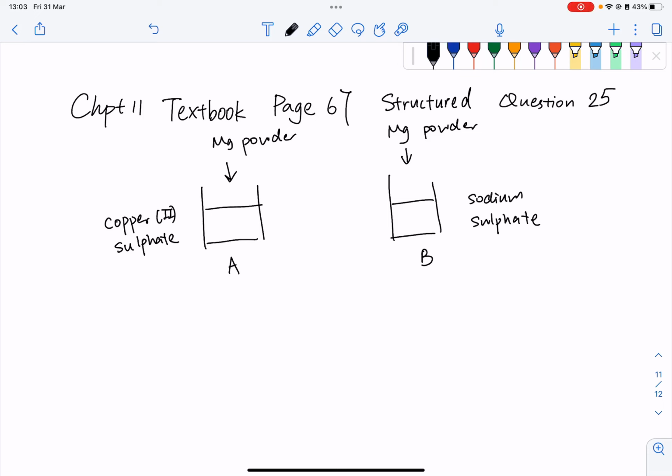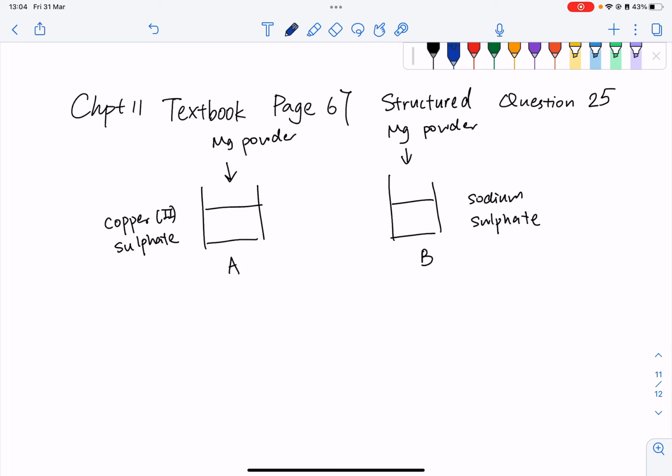All right, turn to page 67 and let's take structure question 25. In this question, it says that magnesium powder is put into two different solutions. One is copper 2 sulfate, and the other one is sodium sulfate. Question A asks what would you observe if magnesium is added to beaker A?